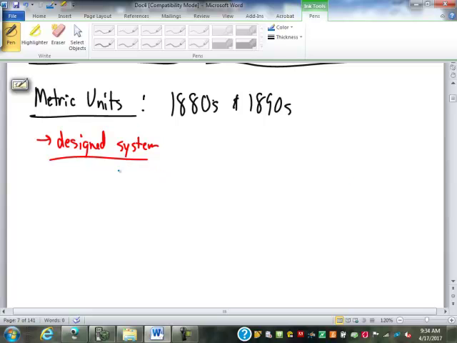For length, they use the meter. Now, a meter is actually slightly longer than the standard yard. I should say slightly longer than the English standard yard. I've thought many times, wouldn't it have been really nice if the meter were just the same size as a yard? It would have made it really simple.